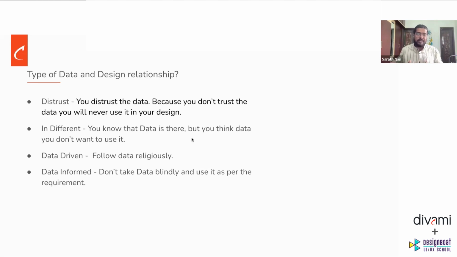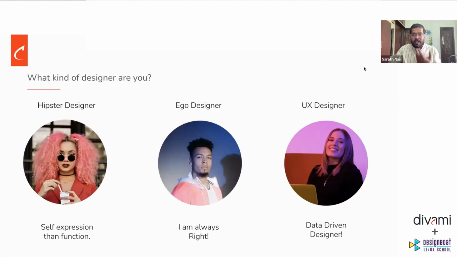From these categories, I have basically put designers into 3 buckets. So let me know what type of designer you are. There is a type of designer called the hipster designer. Hipster designers are people who focus on self-expression, and they don't focus on the function, but they try to add their own element into the design, or they try to have a signature style. So their emphasis is on self-expression rather than function.